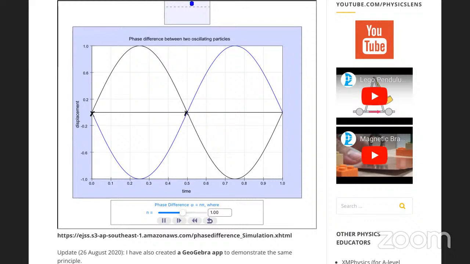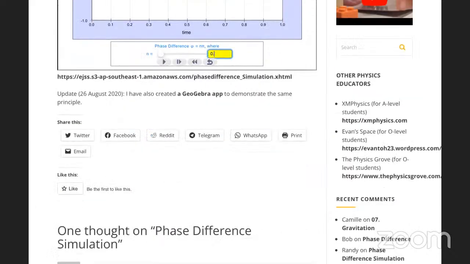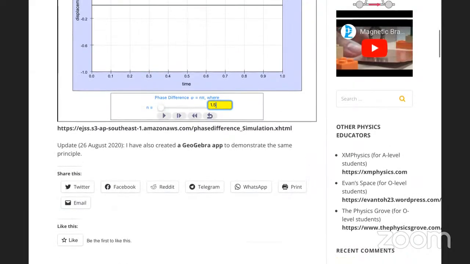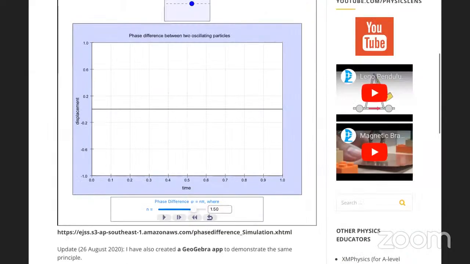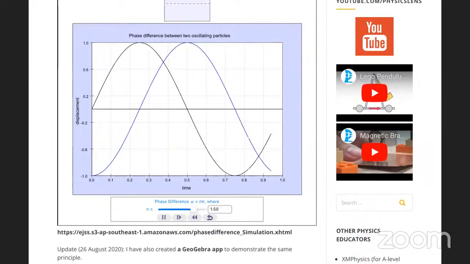Now watch a phase difference of 1.5 pi. Watch this here. Screenshot that. And look at 1.5 pi. So we're going to compare these graphs just now. Let's just do 3 more. I'm going to do 2 pi now.